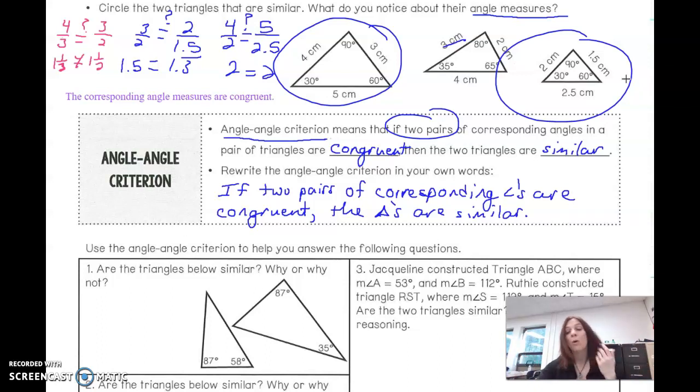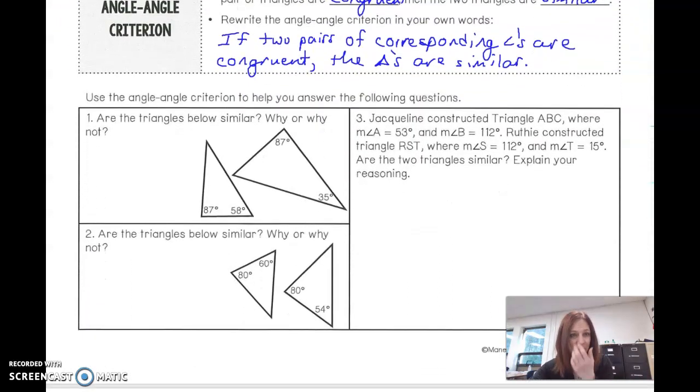So we can look either at their sides to see if there is a same ratio like we did up here, or we can see if two pairs, because obviously if we have two pairs, the third one has to be the same. They have to add to 180. Then we can test for similarity. Okay, so let's quickly look at a couple examples.